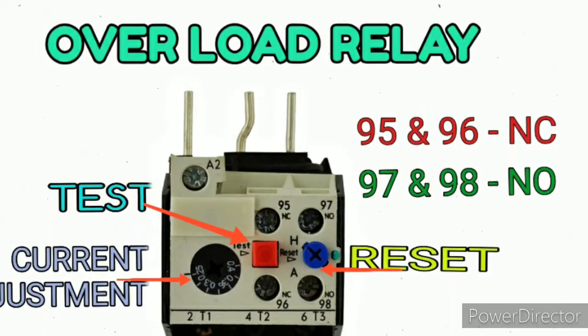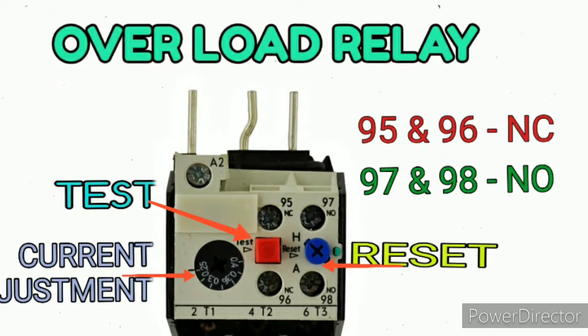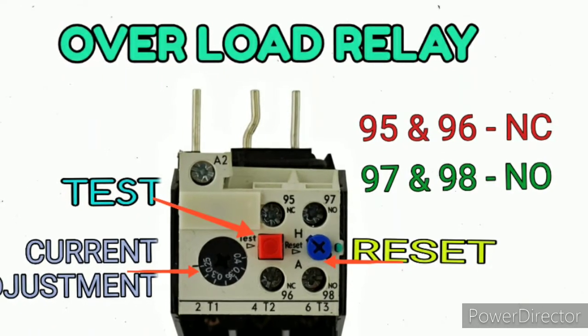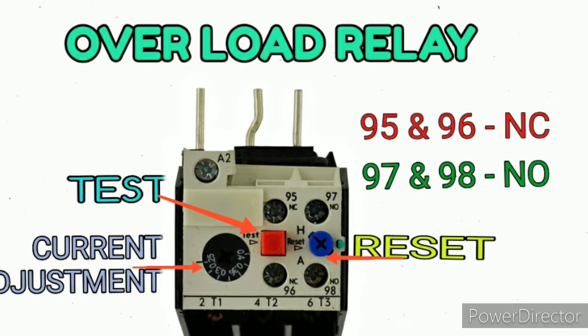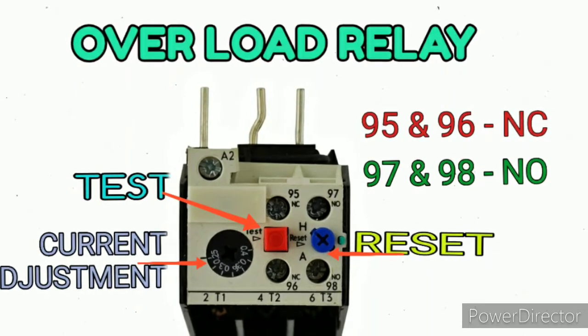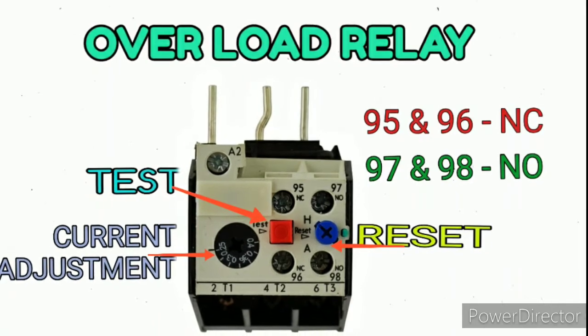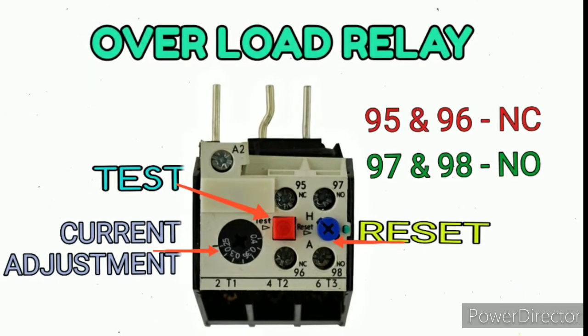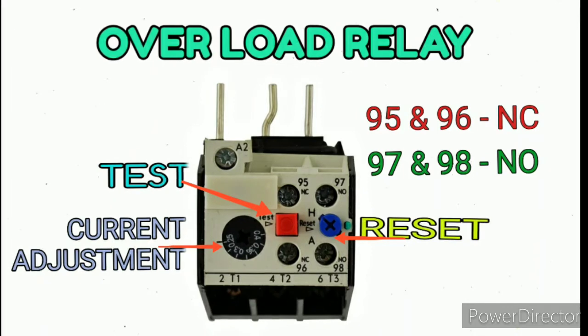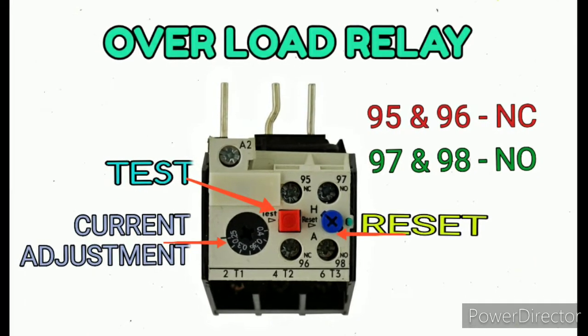Next we are going to look at the overload relay. This relay is used for overload protection. If the motor is overloaded, this relay is going to trip and then protect the motor. It has 2 auxiliary contacts, one NC, one NO: 95 96 NC and 97 98 NO.